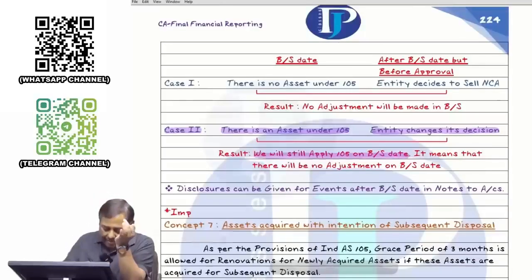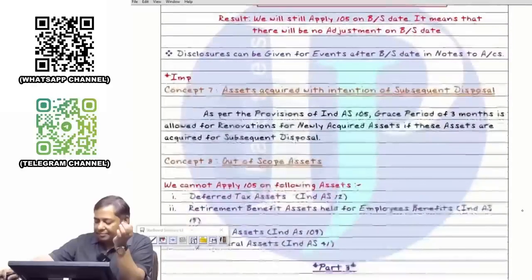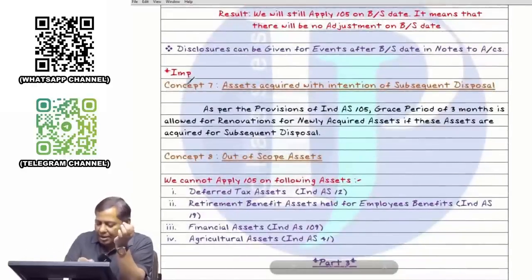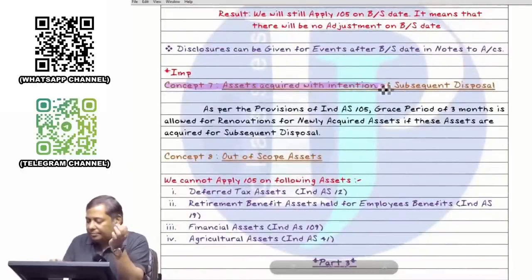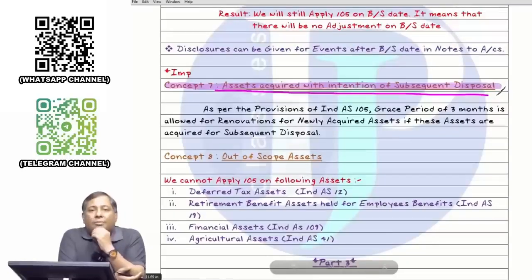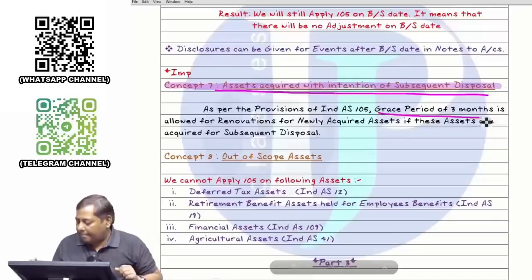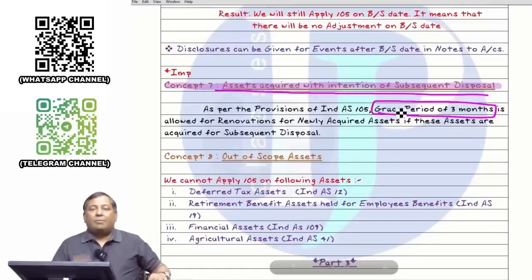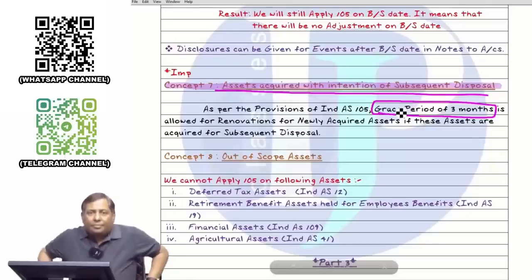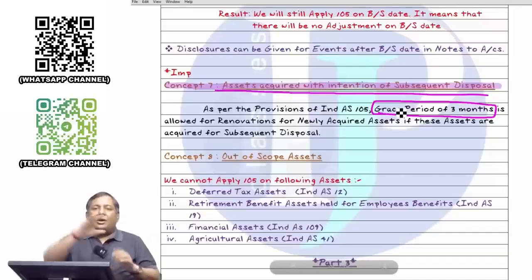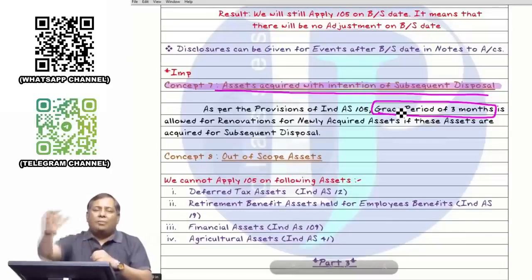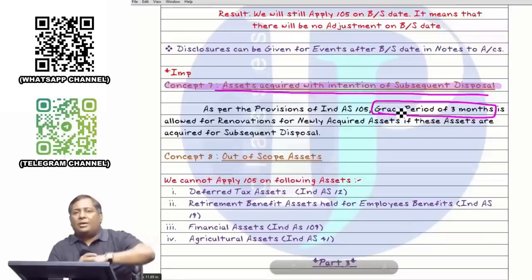So now we are at concept 7. It's time for concept 7. What is this? In concept number 7, I talked to you all about a 3-month grace period. Who allows this? Ind AS 105 allows this. Is that okay? And how is that possible? You bought a non-current asset. Did you buy any building or any land or any plant or any furniture or any patent or any copyright or any trademark or any investment property?